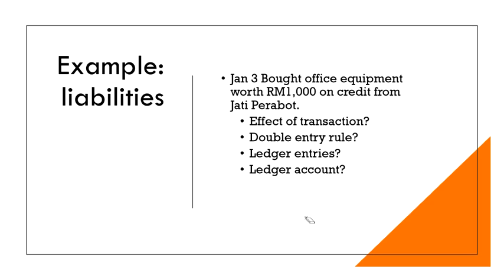So now kita pergi kepada example of liabilities. On 3rd January, bought office equipment worth 1,000 on credit from Jati Prabut. Bought office equipment maksudnya increase in office equipment, worth 1,000 on credit from Jati Prabut. So maksudnya Jati Prabut ni kita punya account payable sebab kita beli on credit.